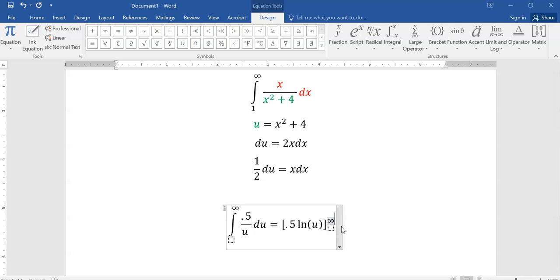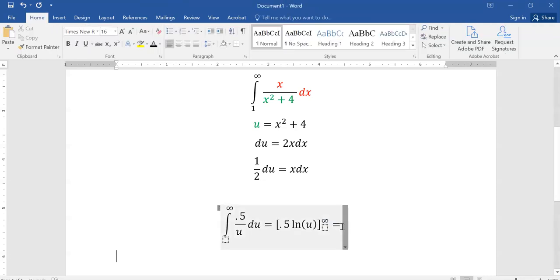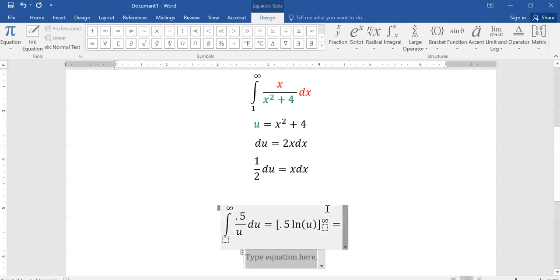Now that you see that, I'm not really concerned that you put the bounds on at that stage because we're about ready to back substitute. We're going to get 0.5 times the natural log of x squared plus 4, and we're going to evaluate that from a lower bound of 1 to an upper bound of infinity. So from 1 to infinity, I'm using that because we're back utilizing the x's.